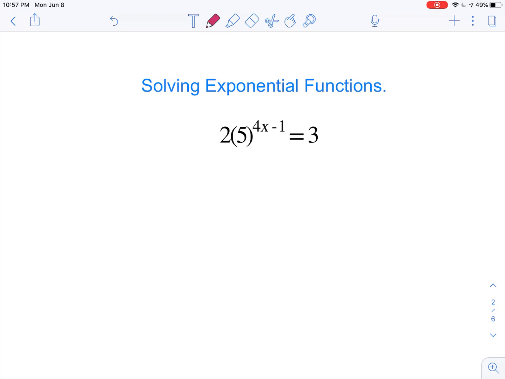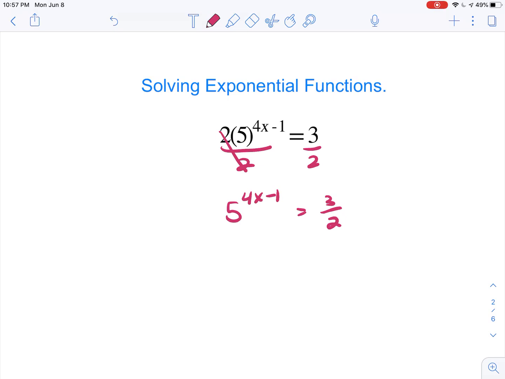Okay, so in order to be able to write something as a log or to have like bases, we need things to be in just the base with the exponent. So we're going to divide both sides by 2. And we get 5 to the 4x minus 1 is equal to 3 over 2.